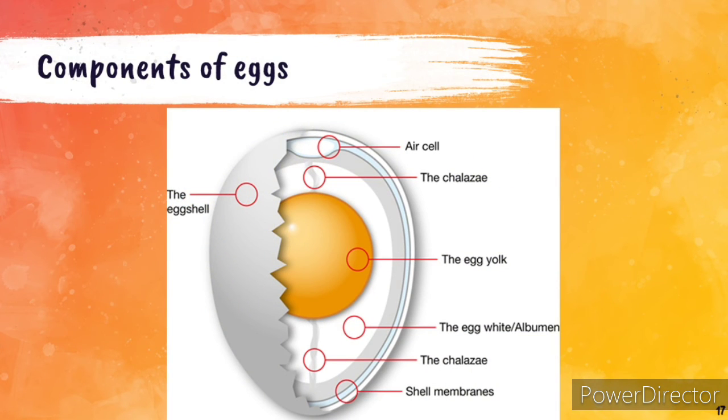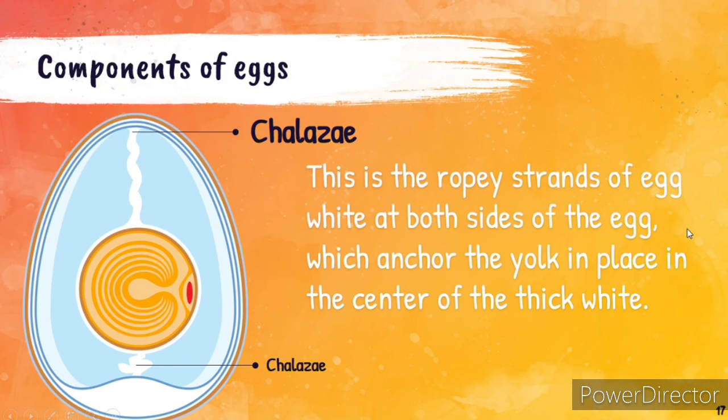Okay, let's proceed to the last topic, which is the components of the egg. The first one is the chalaza. This one is the ropey strands of egg white at both sides of the egg. So here, this side, and this one is the chalaza. It anchors the yolk in place in the center of the thick white. This is called the chalaza.